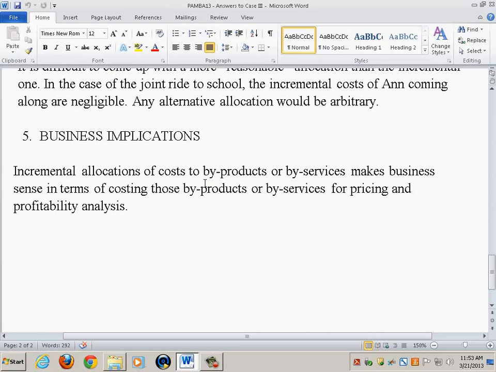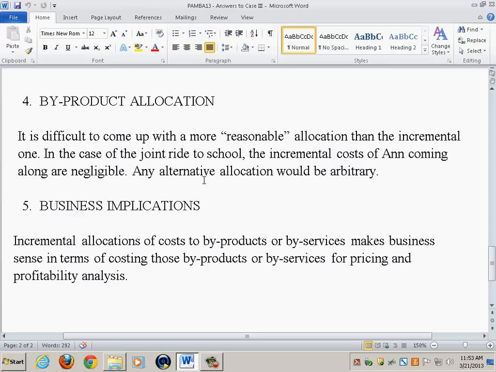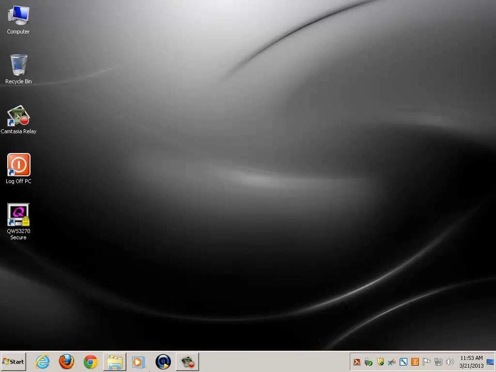Okay, I guess we answered the business implications. Okay, any other questions or comments about case 3? If not, we can move to the lecture. We have certain things in the lecture that we didn't cover, so let's do that.